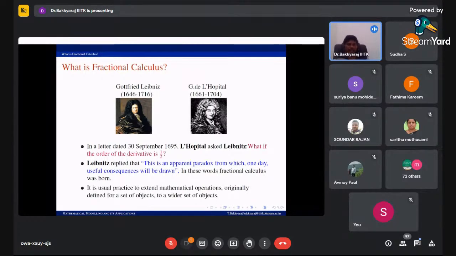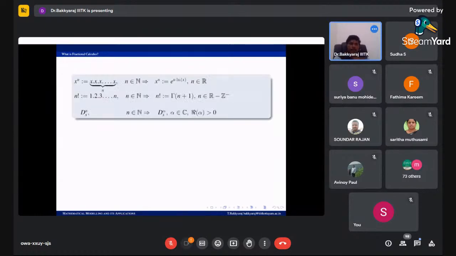This is our usual practice in mathematics: whatever operations we originally define for some set of objects, we then try to extend to a bigger class of objects. For example, x to the power n, when n is a natural number, means x multiplied by itself n times. You can easily generalize n to be a real number: x to the power n can be written as e to the power n times the logarithm of x. Using this generalization, we can define x to the power of a real number.